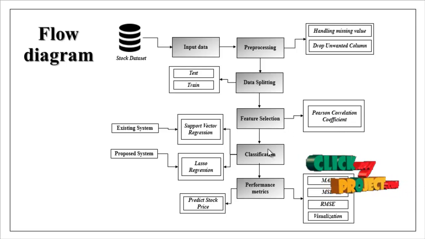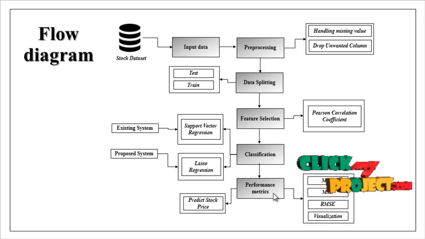Then classification. Here we implemented two different machine learning regression algorithms. One is support vector regression, which is already implemented in the existing system. Next, lasso regression, which is implemented in the proposed system. So we conclude these two algorithm results and compare them based on performance.